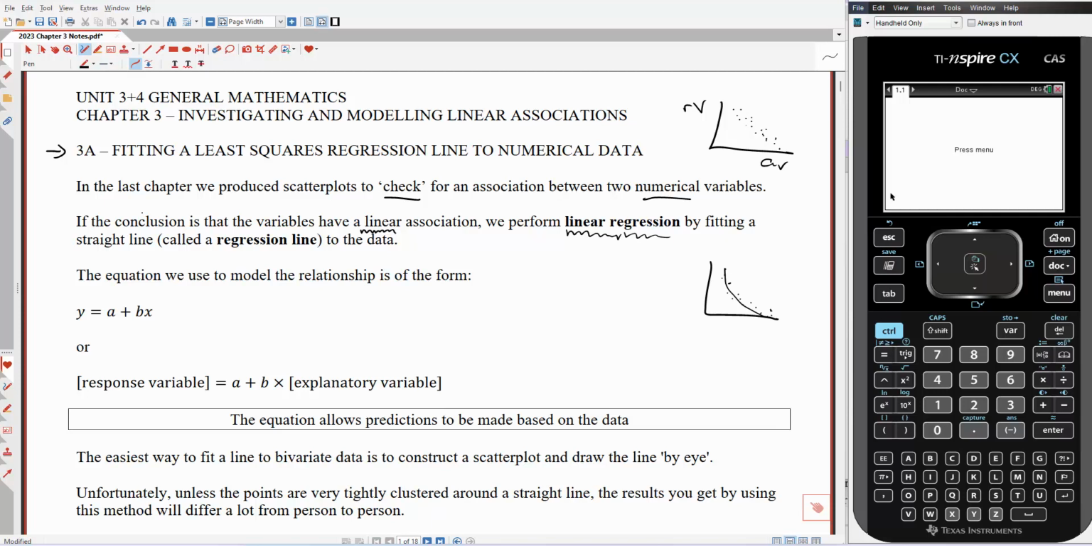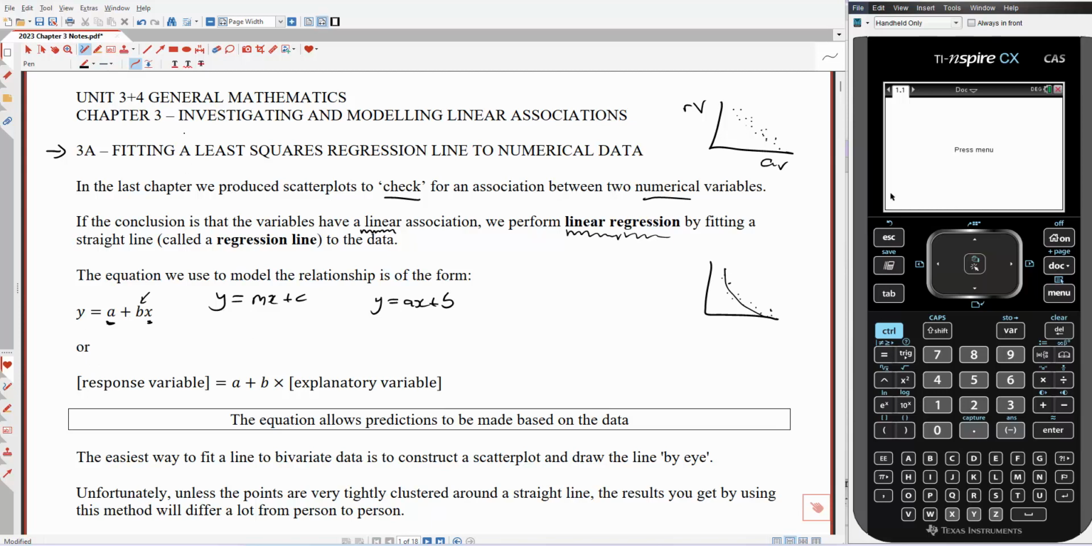And what we do is we fit a straight line called a regression line to the data. And we use the equation to model the relationship between the EV and the RV. And the equation is the classic linear equation, y equals a plus bx. You may have seen it in other forms from other teachers. y equals mx plus c is a common way to see the equation of a linear function. We could have y equals ax plus b. The important thing to note is that we have a value here, an x value here, and another value there. So it always will take this form.